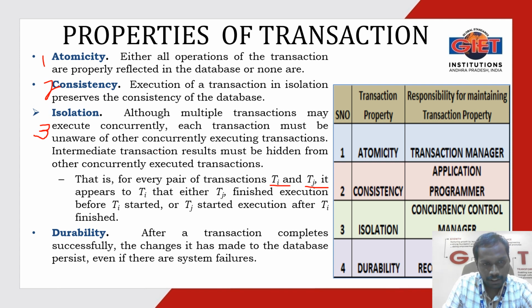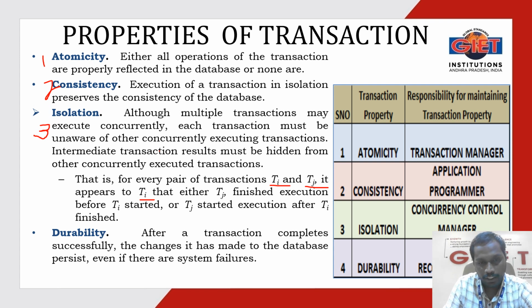Now for TI and TJ, either TJ finished execution before TI started, so TJ has to complete its execution before TI, or TJ started execution after TI. So in parallel, we cannot execute TI and TJ if the data items are shared by both the transactions. That we have to consider in isolation. If this particular property holds good, then we call it the isolation property.